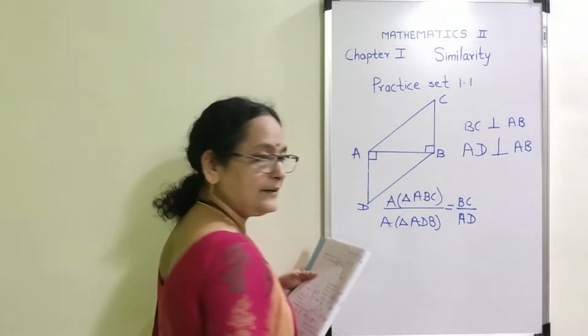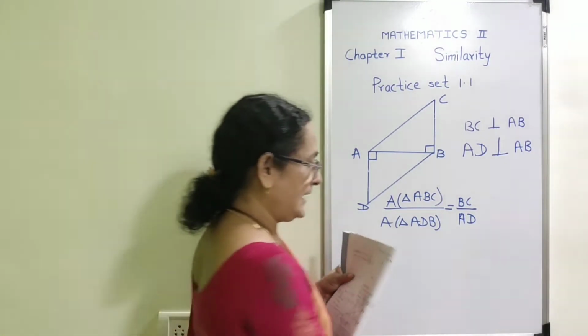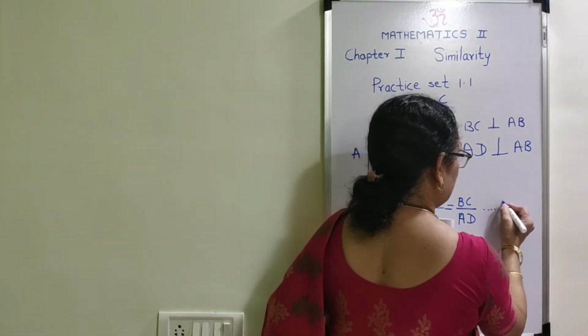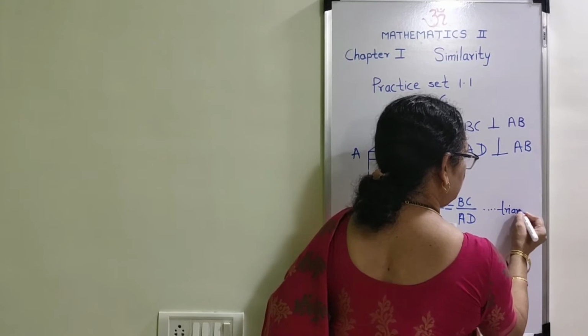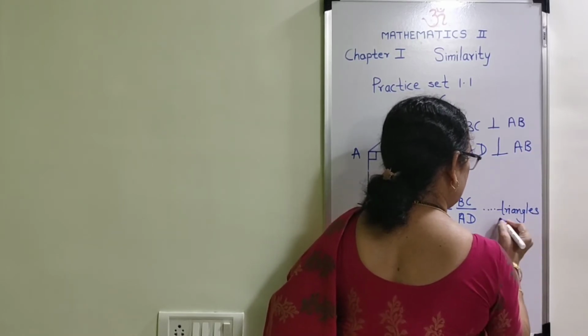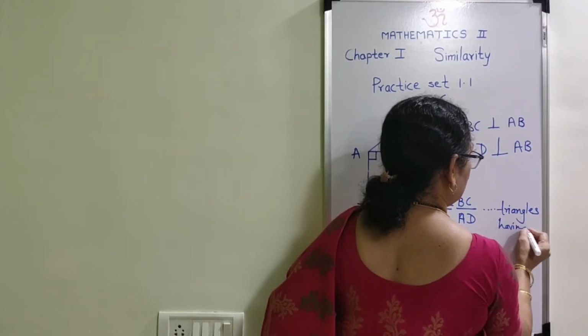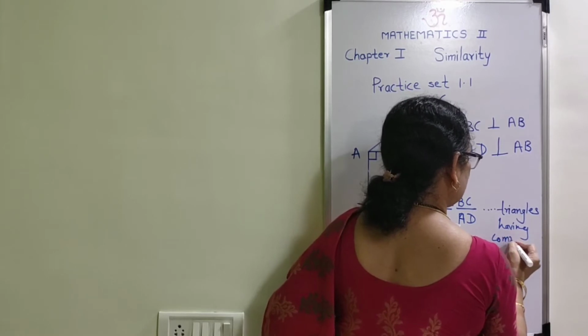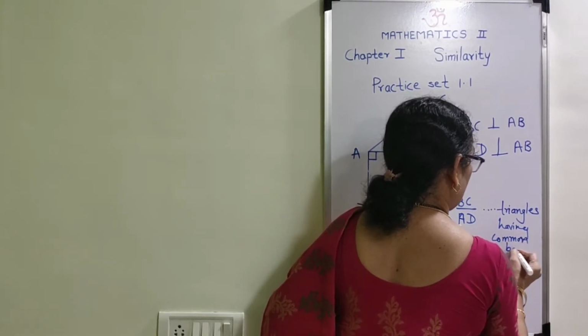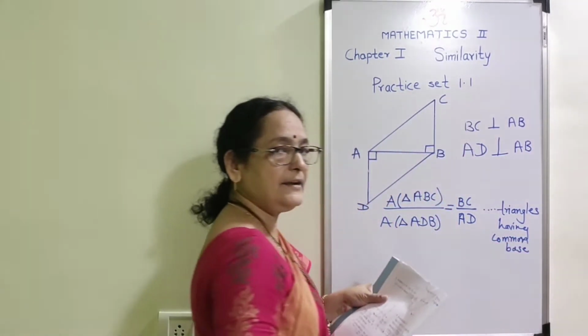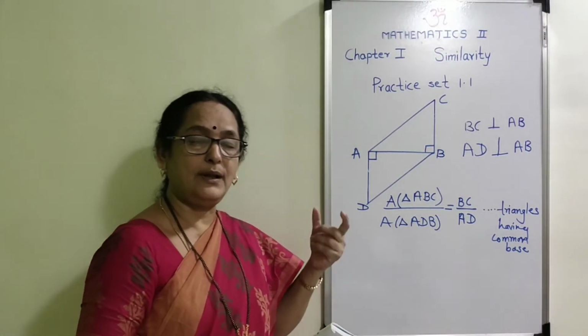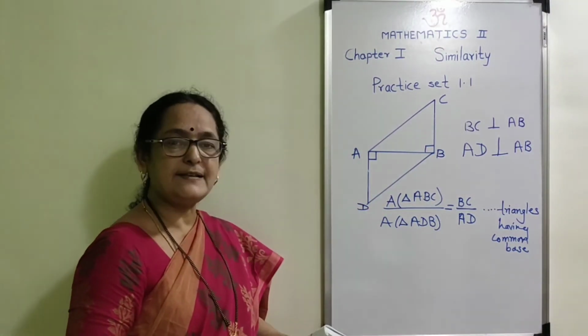Now, while writing the reason for this step, I can write in both the ways that triangles having common base, or if I write triangles having equal heights, then also it is correct.